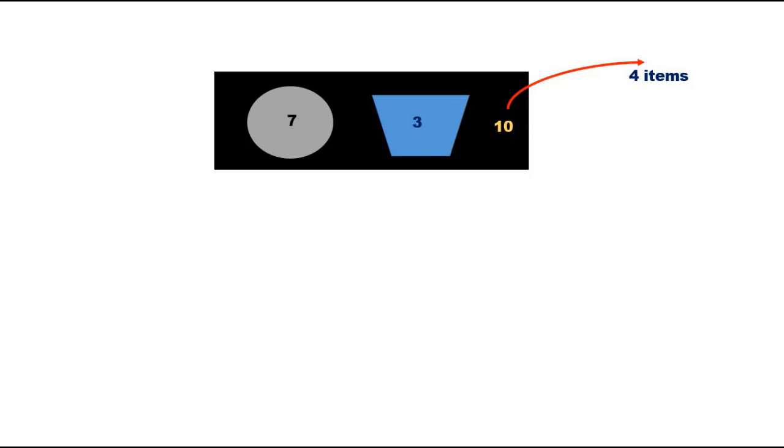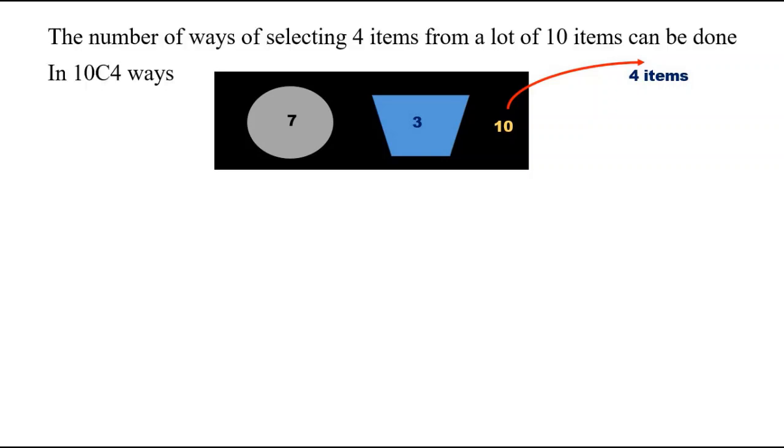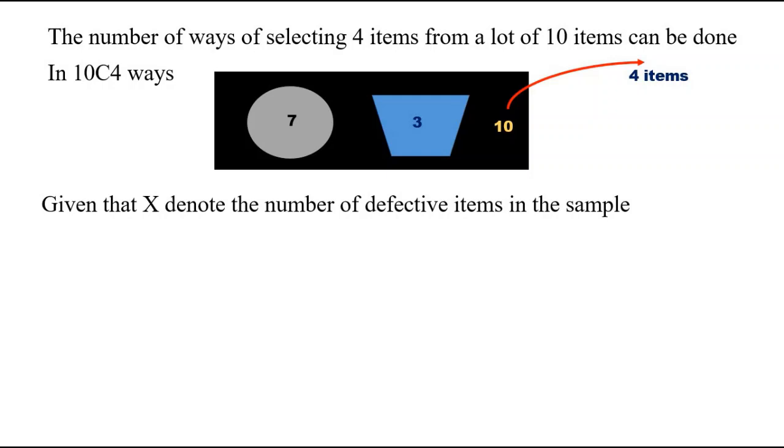Now from 10 items, selecting 4 items can be done in 10C4 ways. Now let X be a random variable which will count the number of defective items in the sample. Please make sure our sample consists of only 4 items. So X will count the number of defective items in the sample of 4 items. That means X can take the values 0, 1, 2, 3, 4. That means all the 4 items drawn from the 10 items may not be defective, therefore X equal to 0.